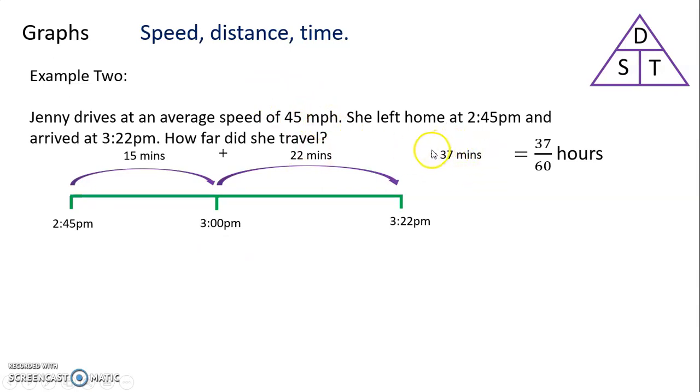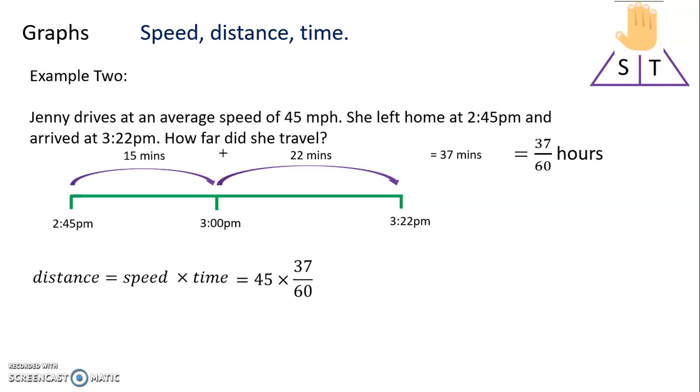And I also have to remember that this is not 0.37 of an hour because there aren't 100 minutes in an hour, and that's a really, really common mistake. So now distance is speed times time. And so I'm now going to substitute my speed, 45 miles per hour, and my time, 37 over 60, into my formula, and I'm going to have to use a calculator to work this out, and it gives me 27.75 miles.